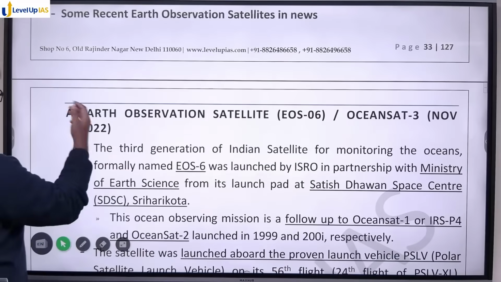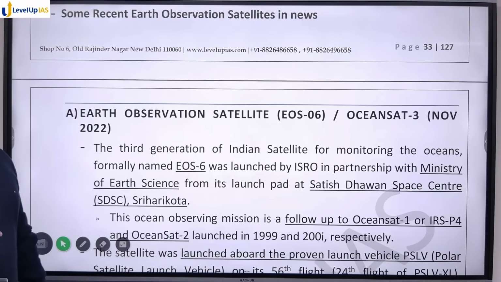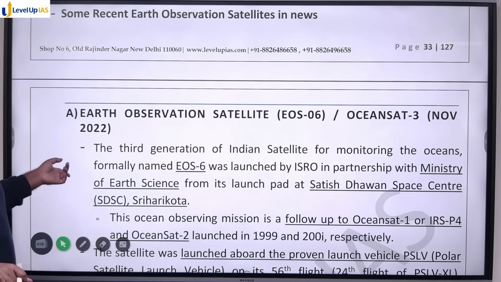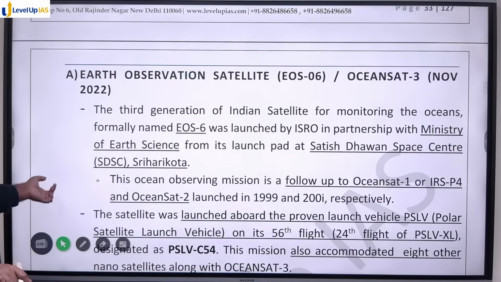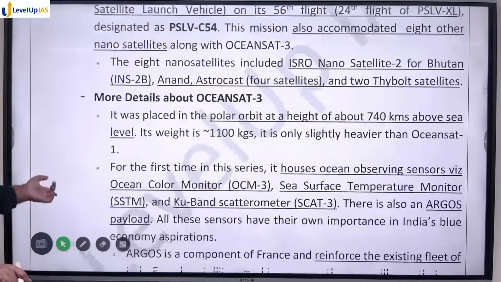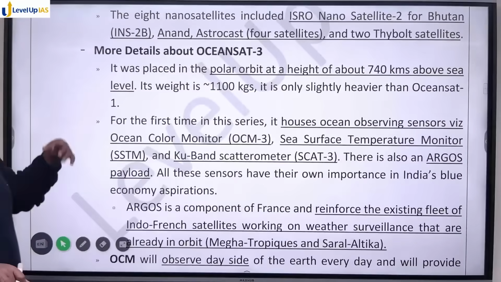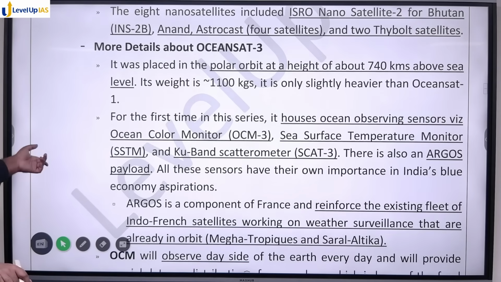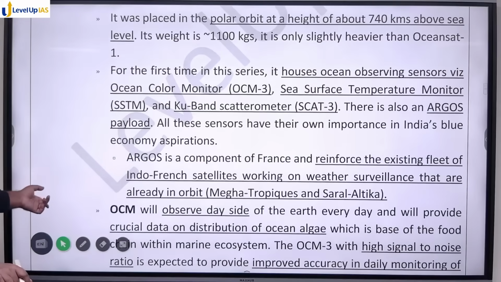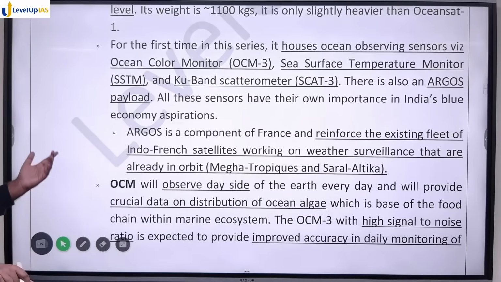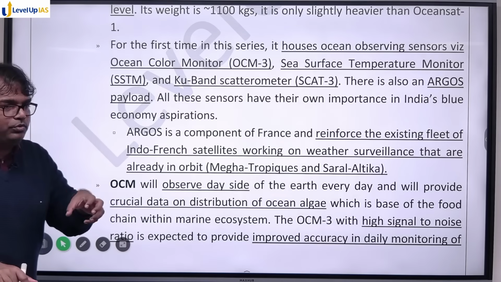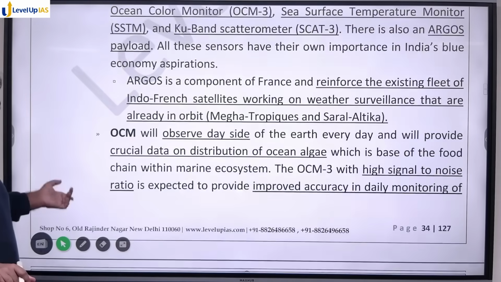Some recent launches, जैसे जब हमने अभी we spoke about PSLV C54, 56th launch of PSLV, it had launched what? Earth observation satellite 6 or OceanSat 3. OceanSat 3 के बारे में कुछ और देखिए. It was placed in polar orbit at a height of 740 kilometers, weight of 1100 kg. For the first time in the series, it houses ocean observing sensors, ocean color monitor, sea surface temperature monitor, KU band scatterometer. So do you understand? For Earth observing oceans, various advanced components are there.